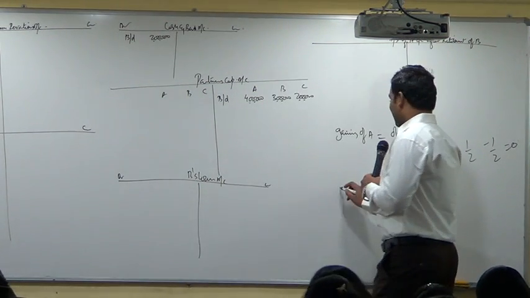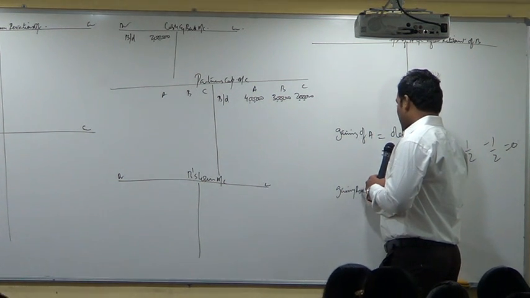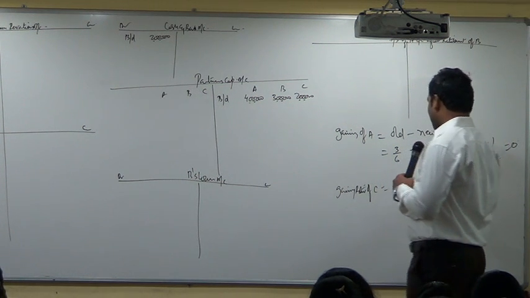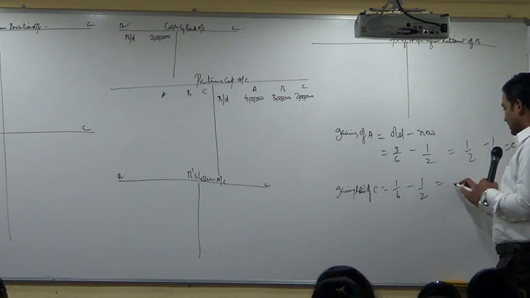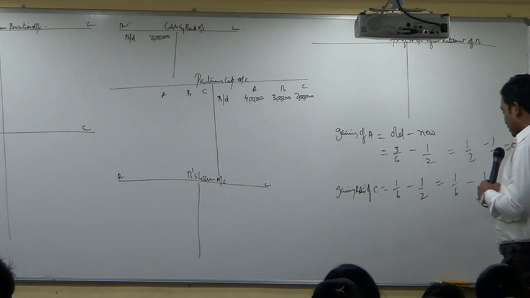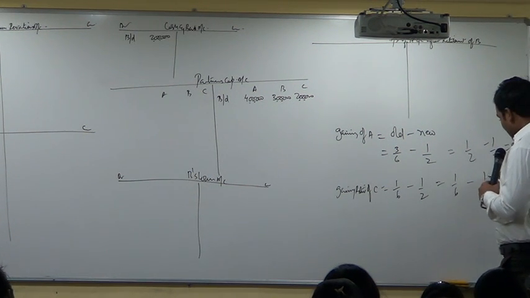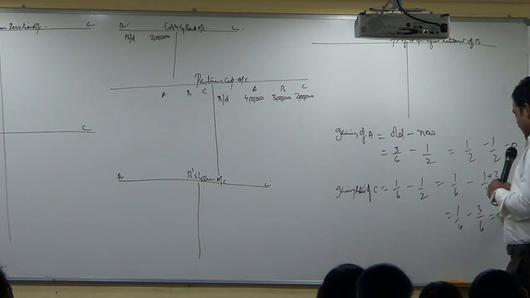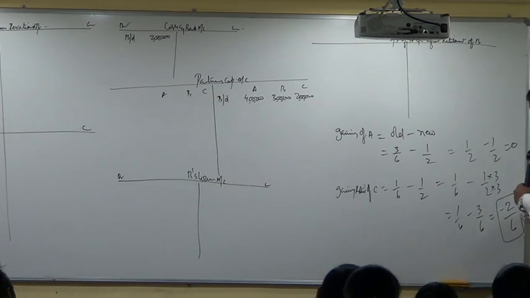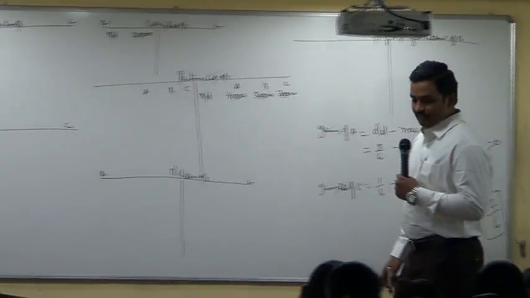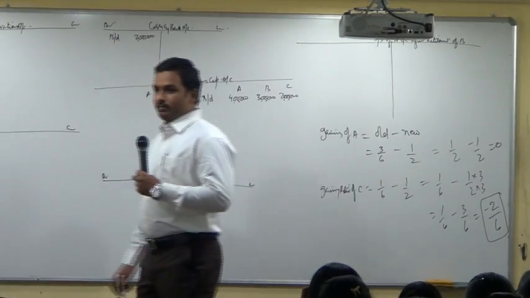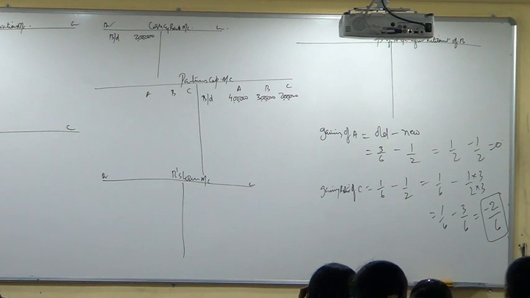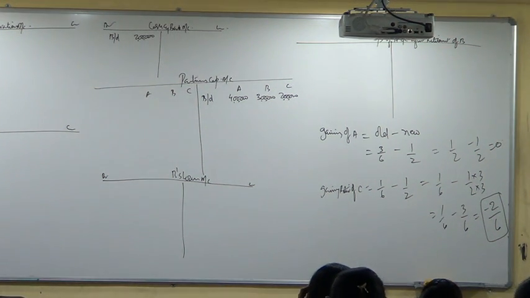Gaining ratio of C. Old ratio 1 by 6 minus 1 by 2. How will you make this 2 equal to 6? Into 3 into 3. 1 by 6 minus 3 by 6, minus 2 by 6. This is gain. Minus 2 by 6, or you can say 1 by 3. Gain. C has gained 1 by 3.